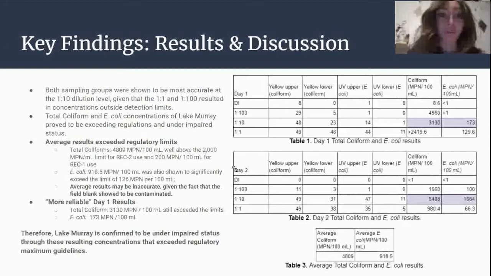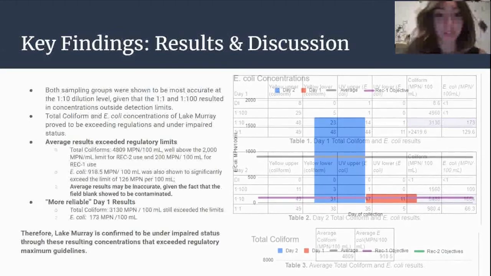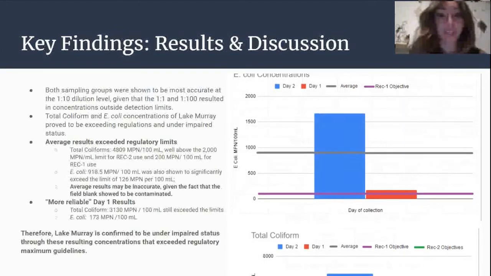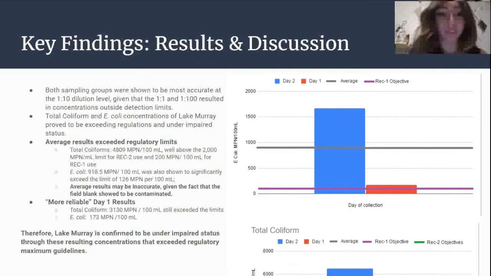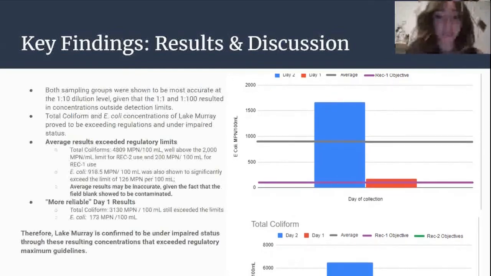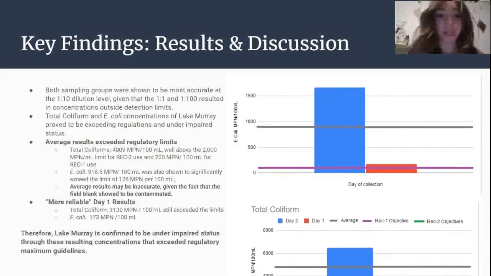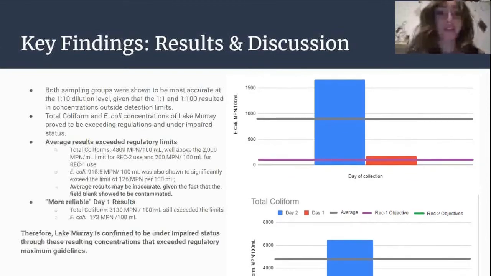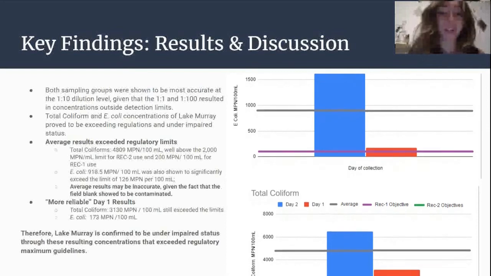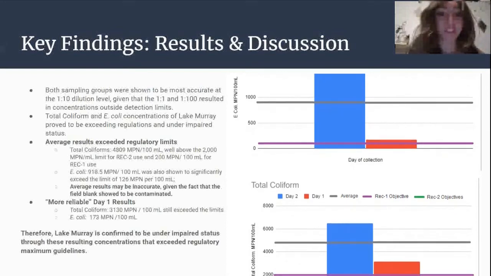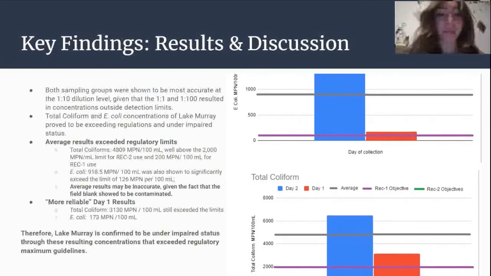The total coliform concentrations were shown to exceed the 2,000 MPN per 100 milliliters for Rec 2 use and the 200 MPN per 100 milliliters for Rec 1 use. E. coli concentrations were also shown to significantly exceed the limit of 126 MPN per 100 milliliters. Therefore, Lake Murray is confirmed to be under impaired status through these resulting concentrations, which exceed regulatory maximum guidelines.